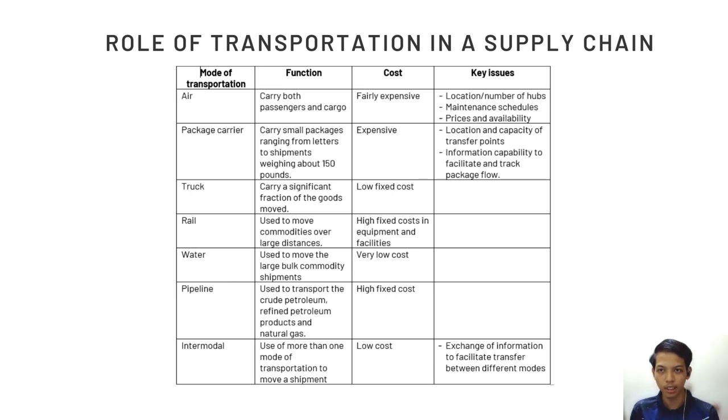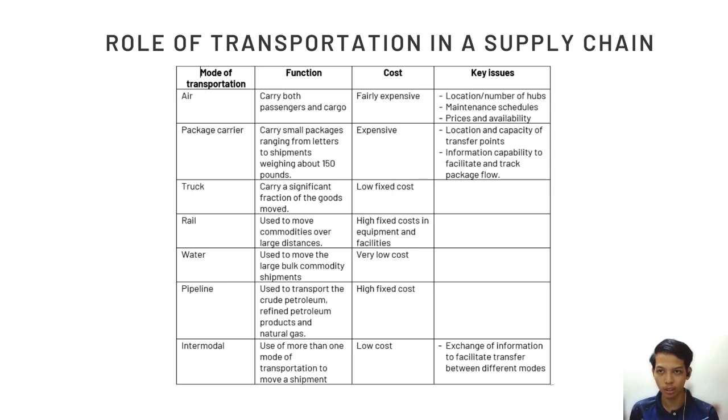Third, a sizable portion of the goods moved are transported by trucks. Truckload operations have relatively low fixed costs. Operating a truck does not present any major problem. Fourth is rail, the practice of transporting goods over long distances by rail. The cost of trains, locomotives, and cars is a significant fixed expense for rail carriers.